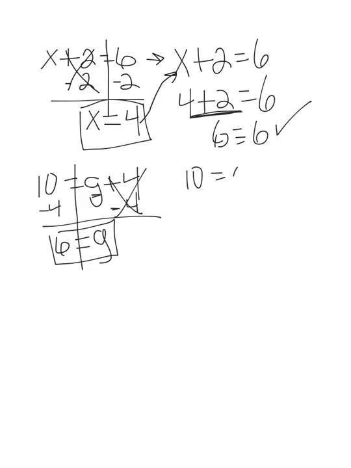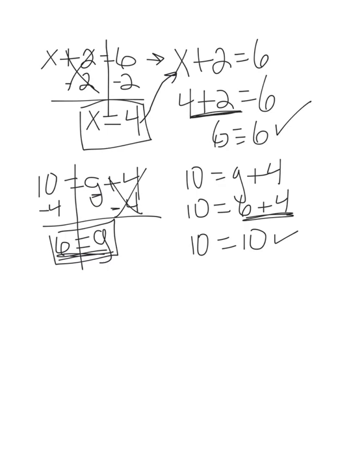So go back to the original equation. Substitute 6 for the letter g. So 10 equals, instead of g, I put 6. And what is 6 plus 4? It is 10. So we are correct. Now we're going to do subtraction. For subtraction, it's the same thing. We're going to do inverse operation.